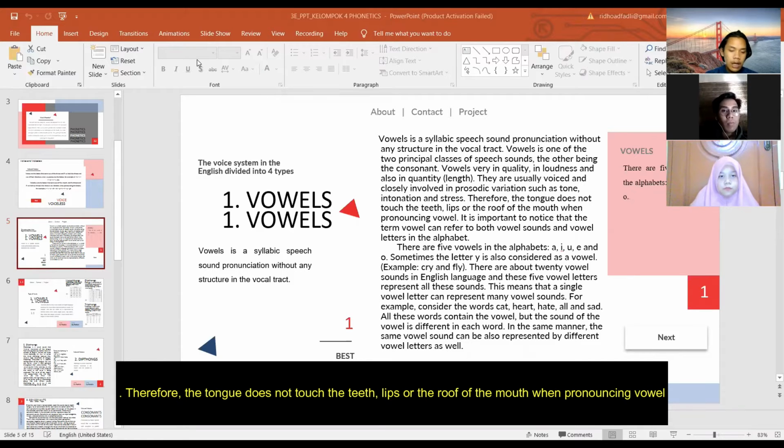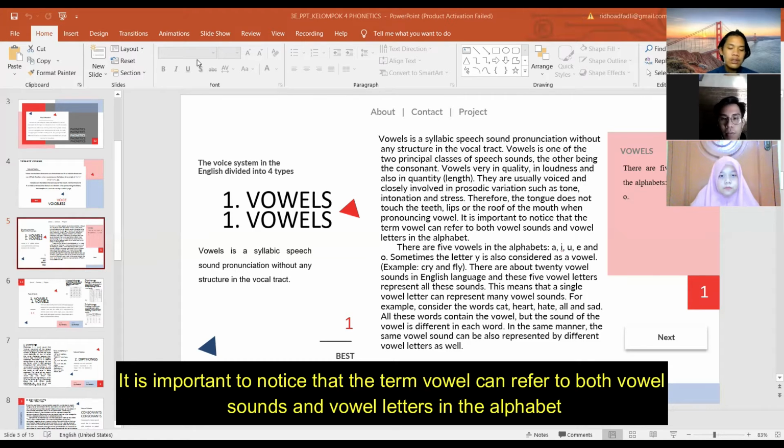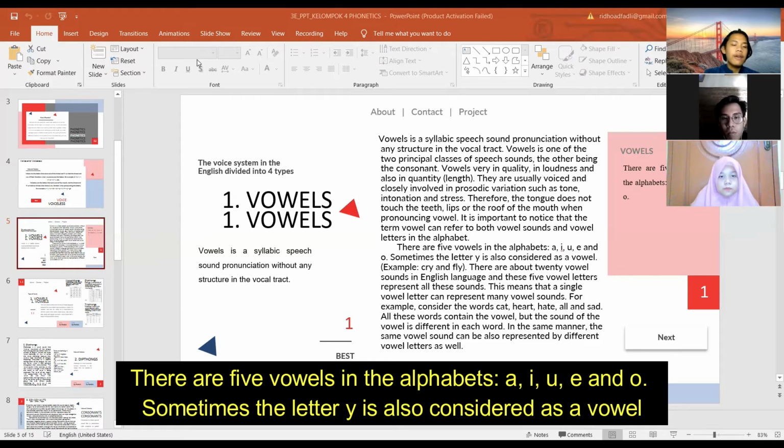Therefore, the tongue does not touch the teeth, lips, or the roof of the mouth when pronouncing a vowel. It is important to notice that the term vowel can refer to both vowel sounds and vowel letters in the alphabet. There are 5 vowels in the alphabet: A, I, U, E, and O. Sometimes the letter Y is also considered a vowel.